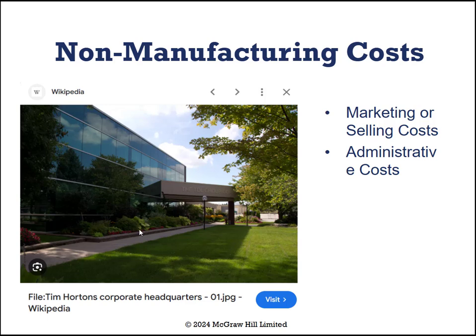So if it's not a product cost, if it's a non-manufacturing cost, this is referred to as a marketing or selling cost or administrative cost. Apologies, I've converted to Google. This happens. Don't love this. So these are also referred to as period costs.